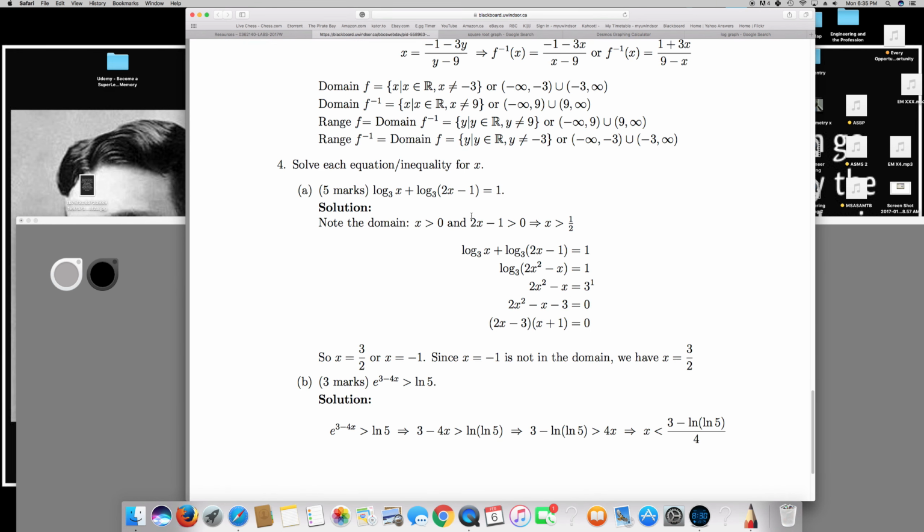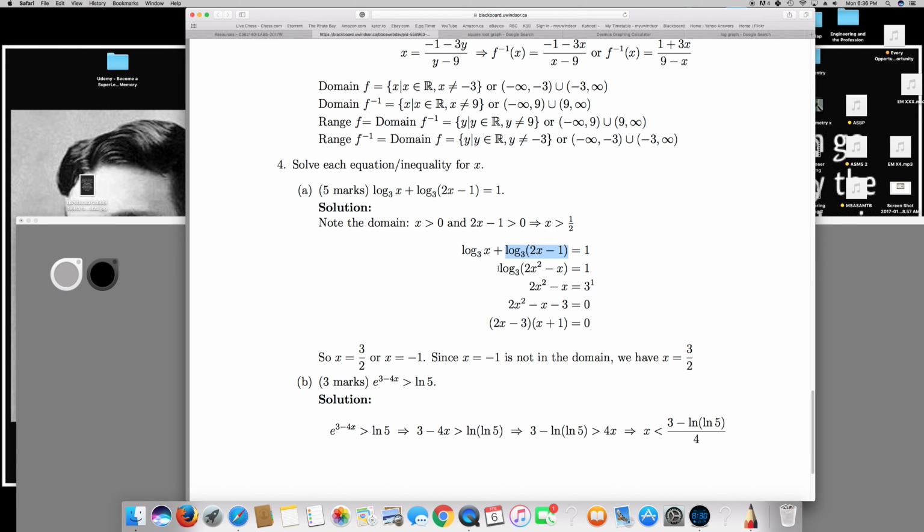So first let's solve it as an equation. So 2x minus 1 should be greater than 0. That's true. And if you take x, x is greater than half, right? X should be greater than half. That's what we have to find out first, because after we solve the problem, if you get any answer that's below half, we know that's not true, right? And log base 3 of x plus log base 3 of 2x minus 1 equal to 1 is our equation.